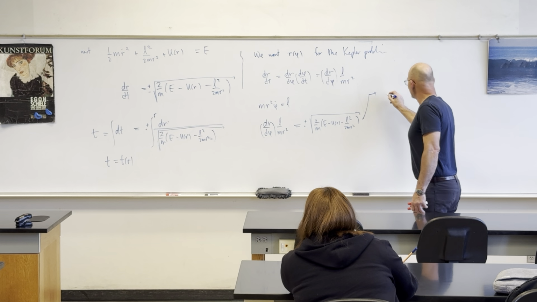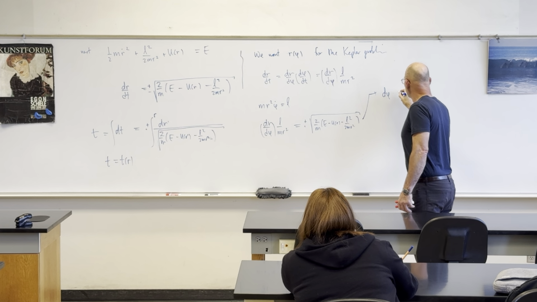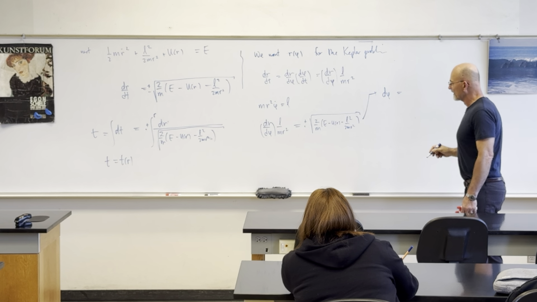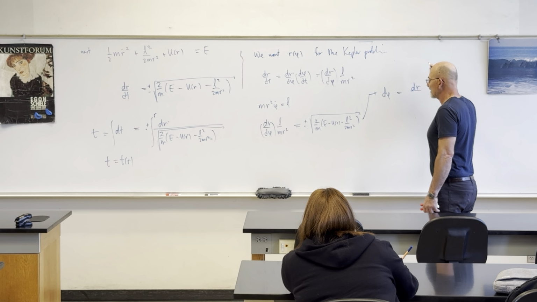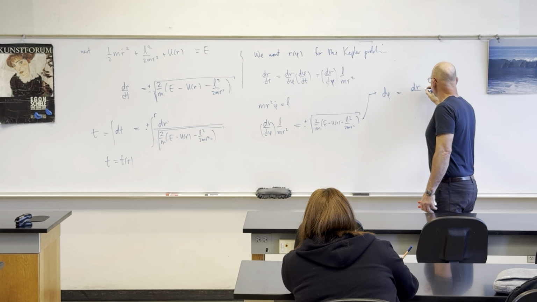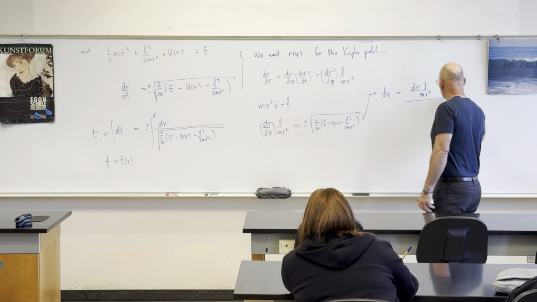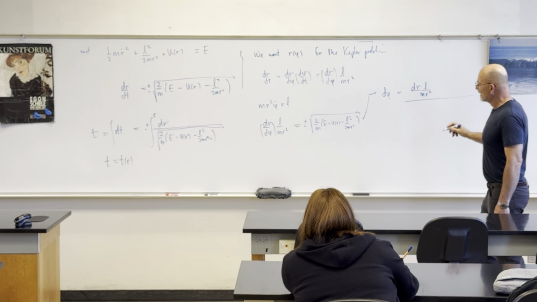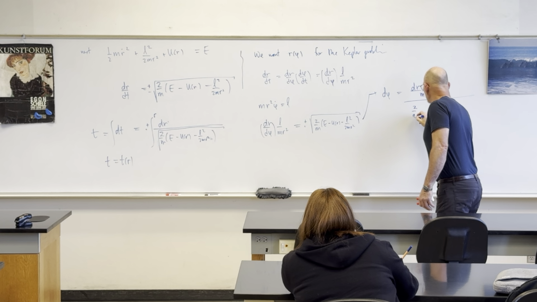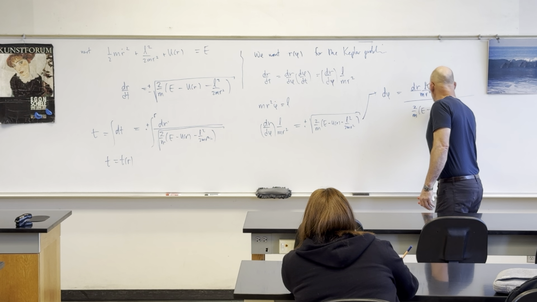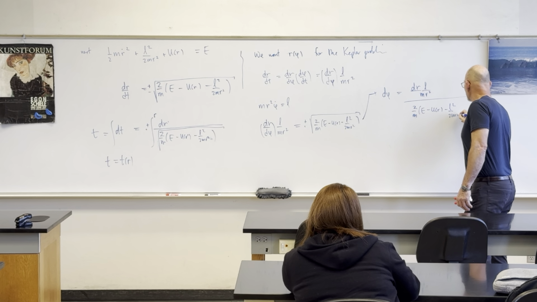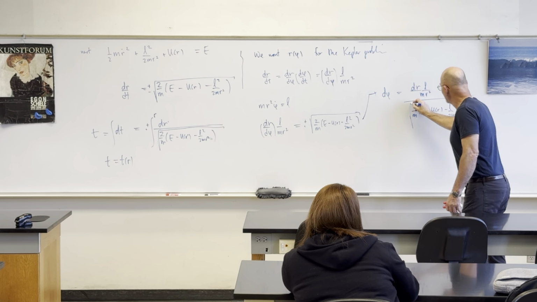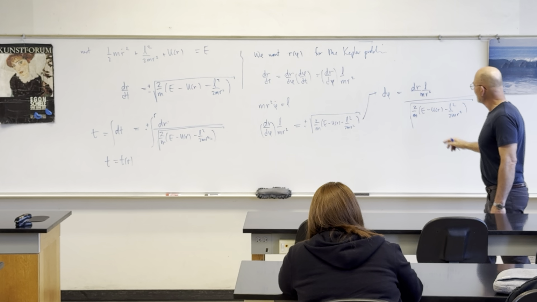Okay, so what we're going to have is d phi on one side and dr. And I'm going to do it this way, L over m r squared, for a reason, that would be a proper fraction there. And then 2 over m times E minus u of r minus L squared over 2m r squared. So this is what we're going to work with. We're going to work with this one when we finally do our integration.